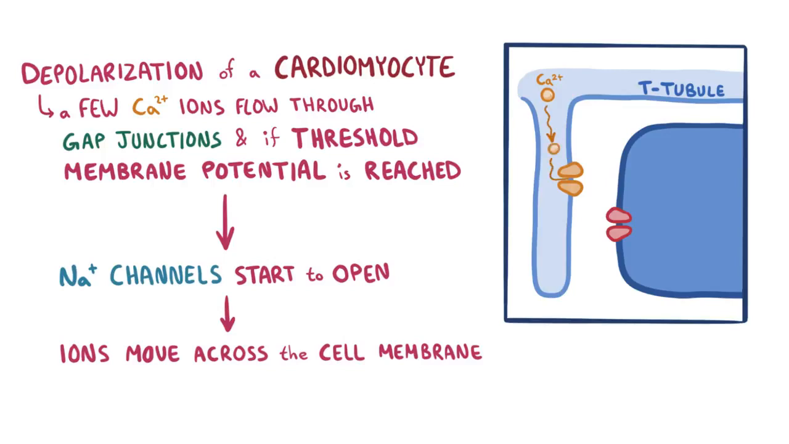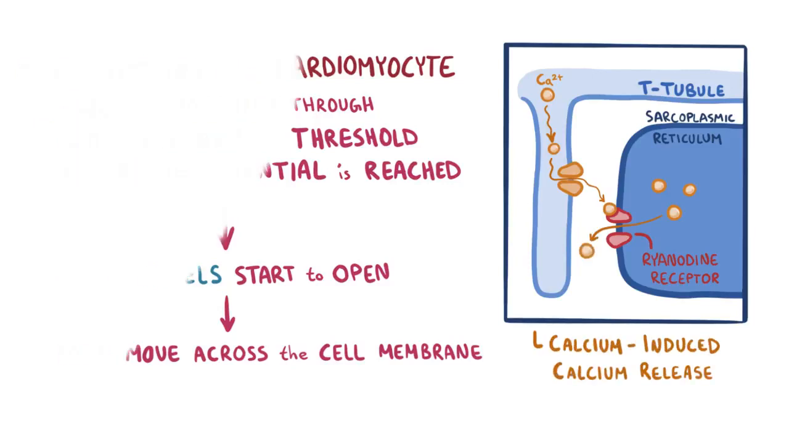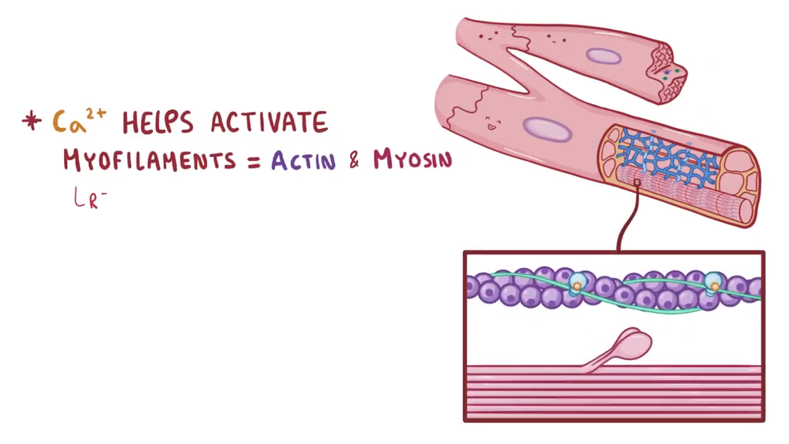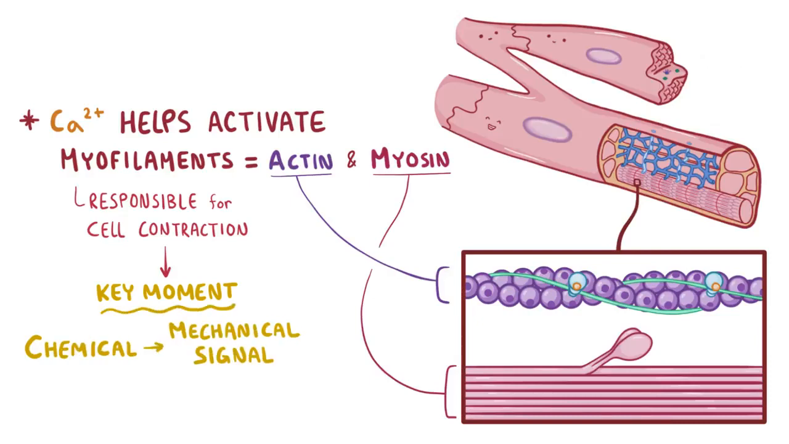Once this extracellular calcium gets inside, it binds to the ryanodine receptors on the sarcoplasmic reticulum, which releases even more calcium into the cell, a process called calcium-induced calcium release. The calcium helps activate two contractile proteins, actin and myosin, which are called myofilaments, and are ultimately responsible for cell contraction. And that's the key moment when the chemical signal is converted into a mechanical signal.